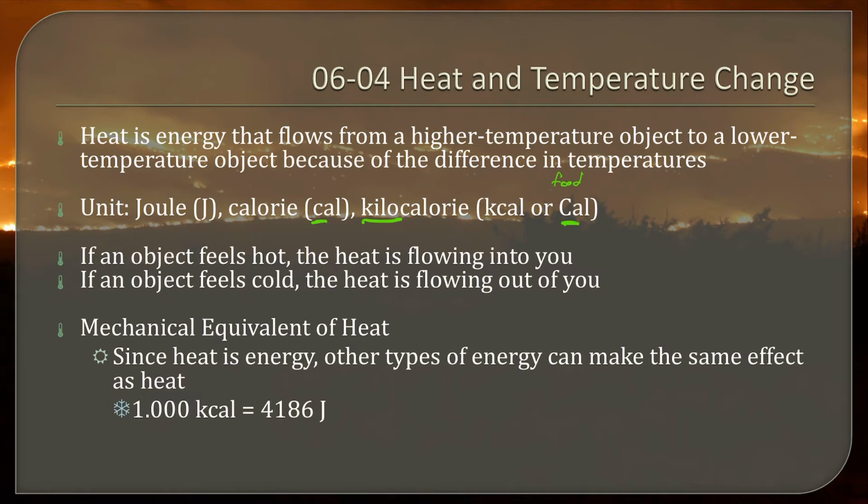Since heat is an energy, other types of energy can make the same effect as heat. So 1 kilocalorie is 4,186 joules. That's an important conversion because, again, the kilocalories are used a lot in food. If you're curious, 1 regular calorie will raise 1 gram of water 1 degree Celsius. And a kilocalorie is 1,000 of those, or the heat it takes to raise 1 kilogram of water 1 degree Celsius.